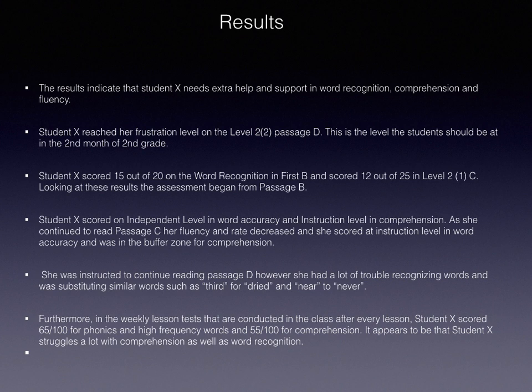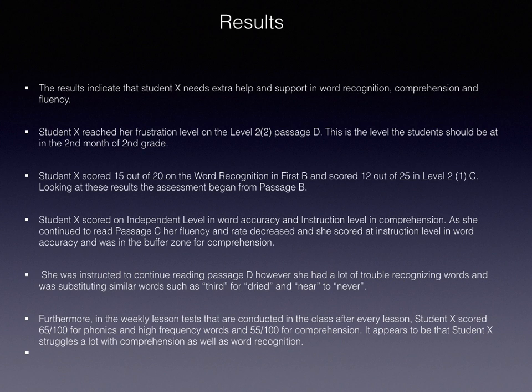She also scored 15 out of 20 on the word recognition in level 1B and scored 12 out of 25 in level 2, 1C. Looking at these assessments, we were able to begin her assessment from passage B. She scored independent level in word accuracy, instructional level in comprehension. As she continued to read passage C, her fluency decreased significantly, and she scored instructional level in word accuracy and was in the buffer zone for comprehension.